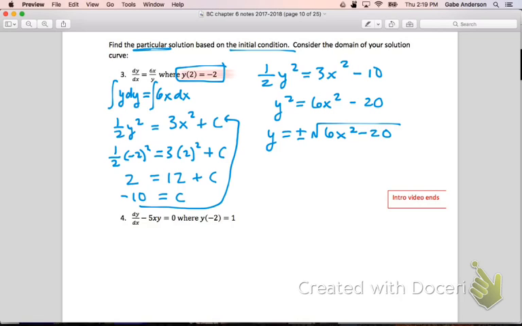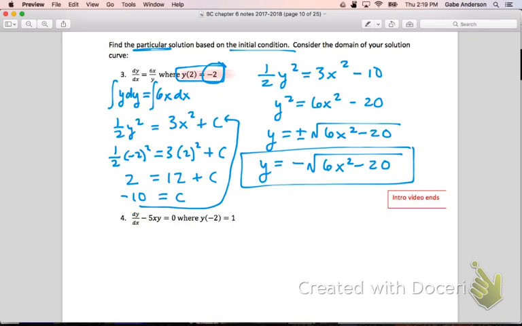Keep in mind that our solutions have to be functions. And so we've got to pick the plus or minus. We've got to pick plus or pick minus. And the way that we do that is we look back to our initial condition. We're going to look at the y value of the initial condition, which is -2. And so because of that, we are going to choose the negative side of the plus minus. So negative square root 6x squared minus 20, and that would be your solution curve. I don't think we'll look at the domain on this one, but we'll look at the domain on maybe a few others.